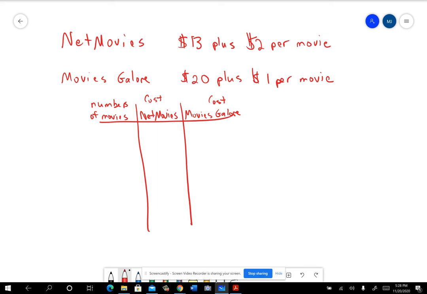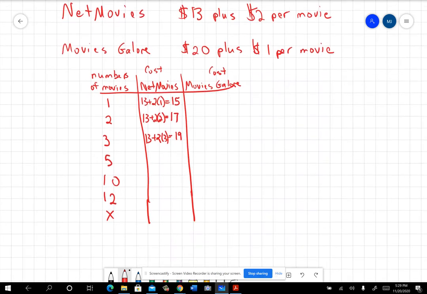So we had done things like when you only rent one movie or two movies or three movies. And then we said, well, what about 5 or 10 or what about 12? And then we said, well, what if you rent some number of movies? Let's call it X this time. If you rented one movie, at Net Movies it was going to be 13 plus 2 times 1, which would be $15. If you rented two movies, it would be $2 times those two movies. That would be 17, so you'd pay $2 more. Flat fee of 13 plus 2 times 3 would be $19. We just rented one more movie, so it was $2 more.